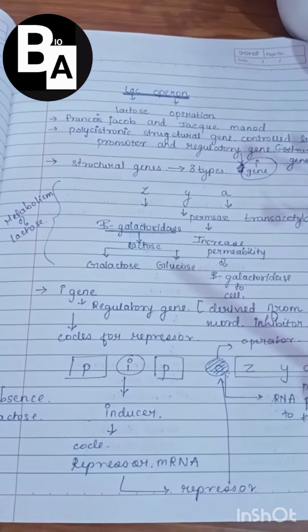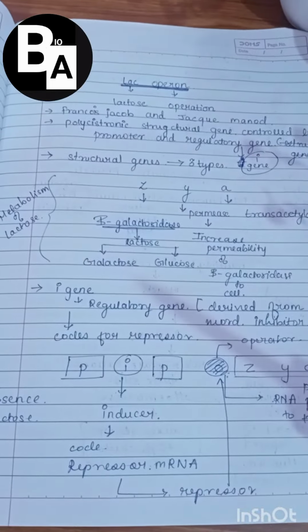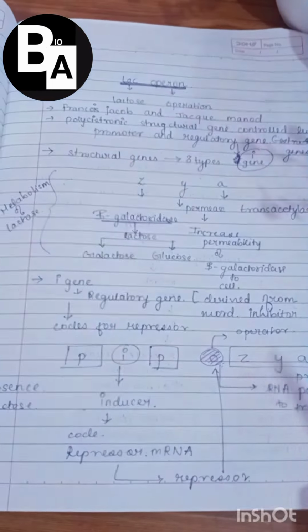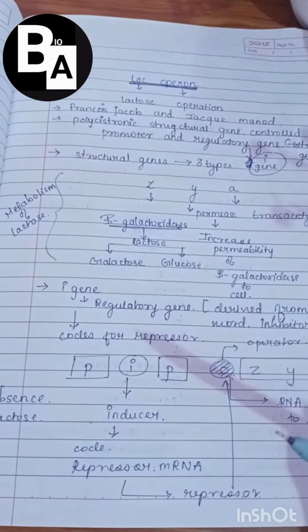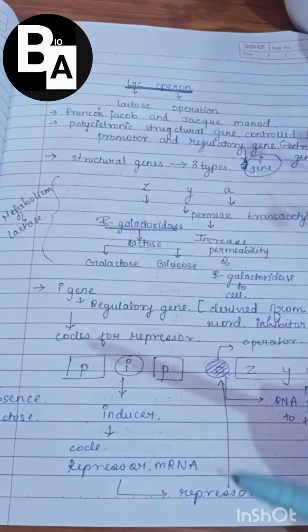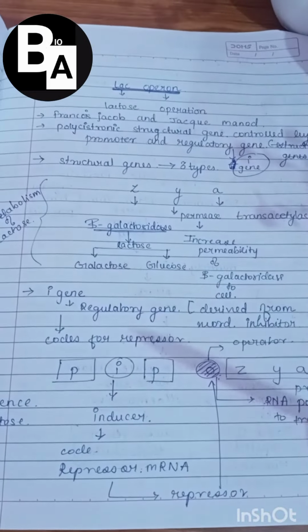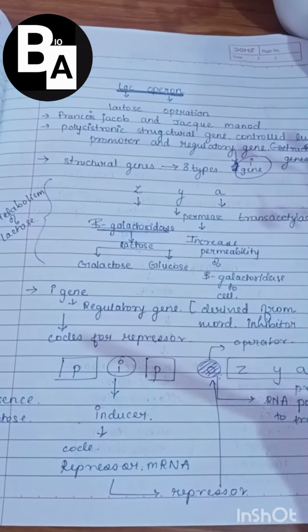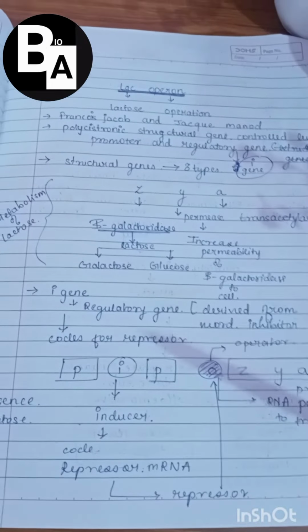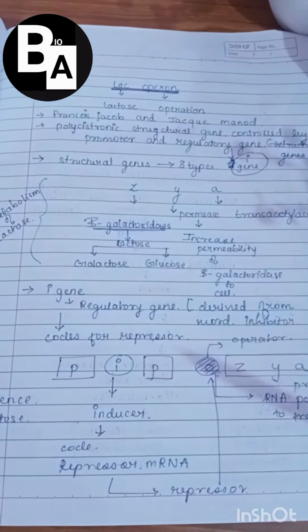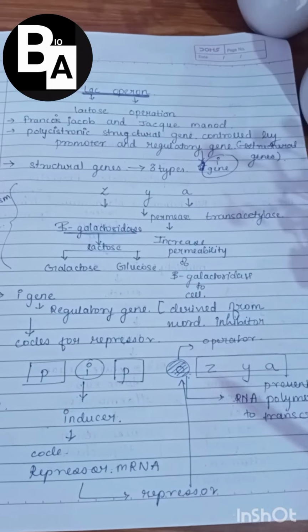So here we talked about regulatory gene, which is I gene. It is derived from the word inhibitor. It is going to code for a repressor. So now, what's the function of repressor? So basically, the repressor, when there is an absence of inducer, that is lactose, it's going to stick to the operator and will stop the further transcription process.